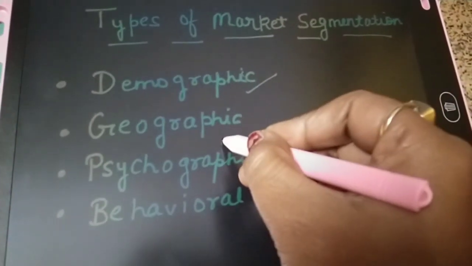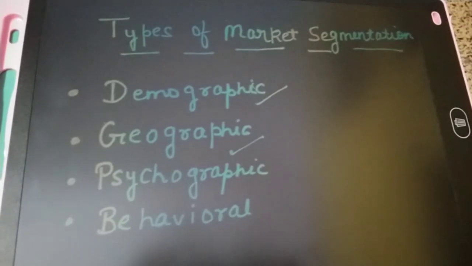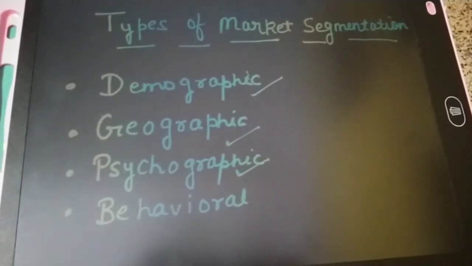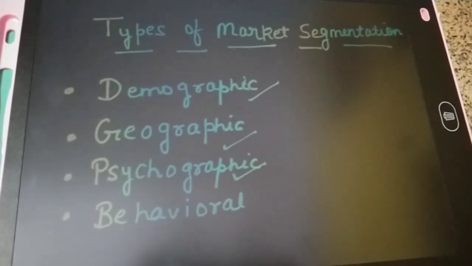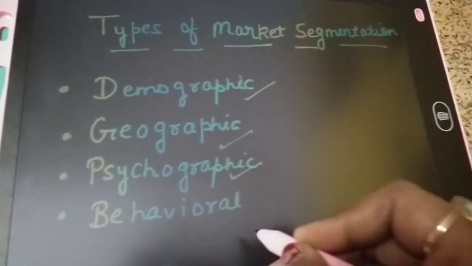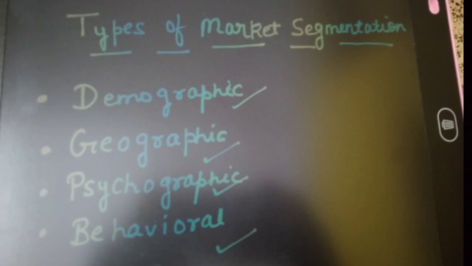Second one is geographic. In this country, region, city, urban versus rural. Third one is psychographic. Example, lifestyle, values, personality, interest. So all of this comes under psychographic. Fourth one is behavioral. Purchase behavior, brand loyalty and benefits sought comes under behavioral.